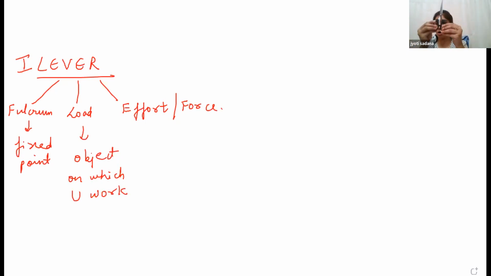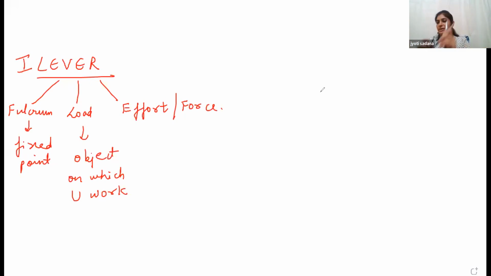Bottom. Yes, bottom. So here I'm going to apply the force. If I want to cut the paper, here I will put the paper, and the center part is the fixed point, that is the fulcrum. I hope you have understood in scissors which is the fulcrum, which is the load, and which is the effort. Yes. So in the scissors, the first example which I have taken, in the center there is the fulcrum, here is the load, and here is the effort.